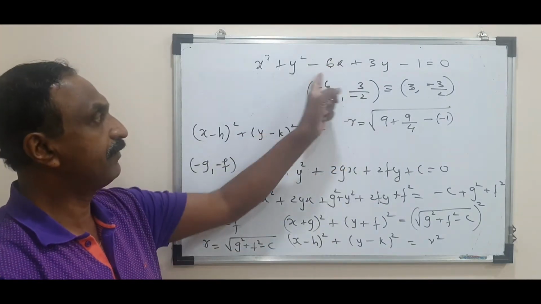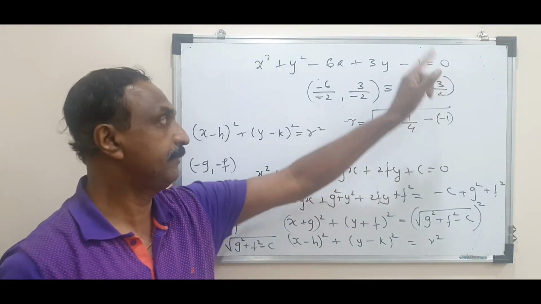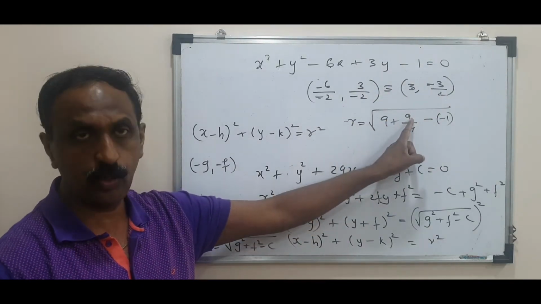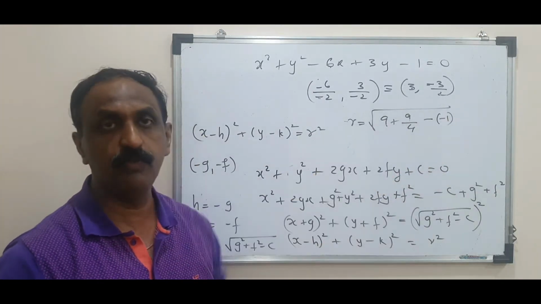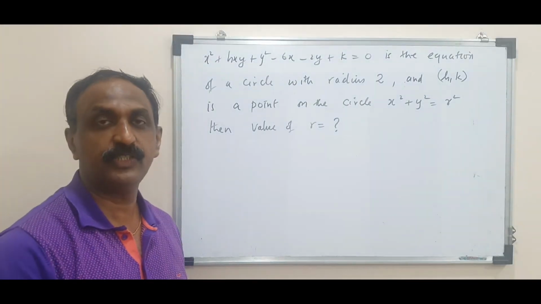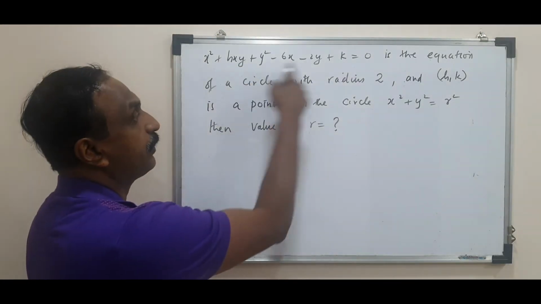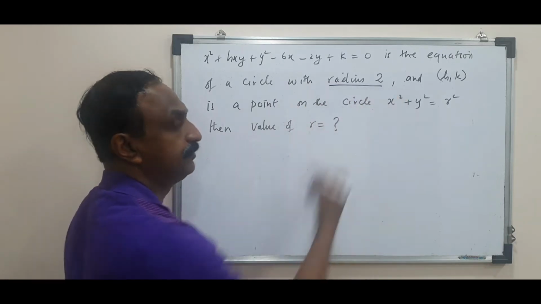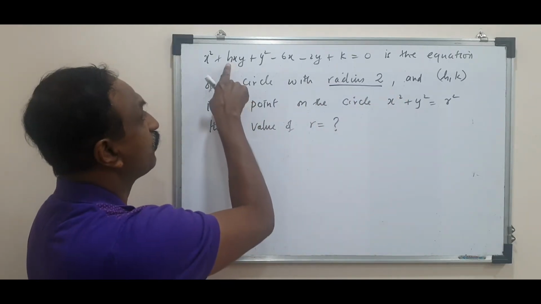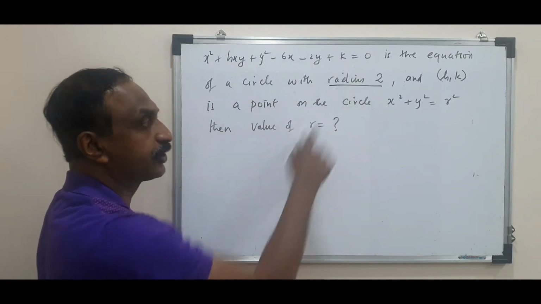Once again, divide the coefficient of x and y by minus 2. That will give you the center. The sum of the squares of the center minus the constant term, whole under the root, will give you the radius. A similar question came 2 years back in MNCT. This equation represents a circle of radius 2. So this equation has got one h here, one k here. It represents a circle with radius 2.